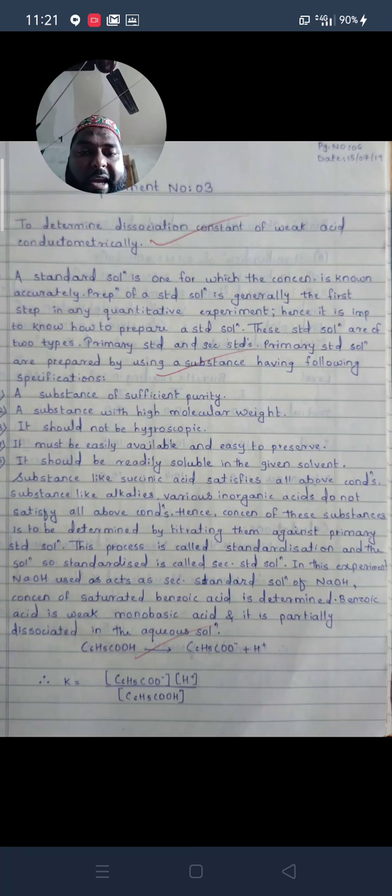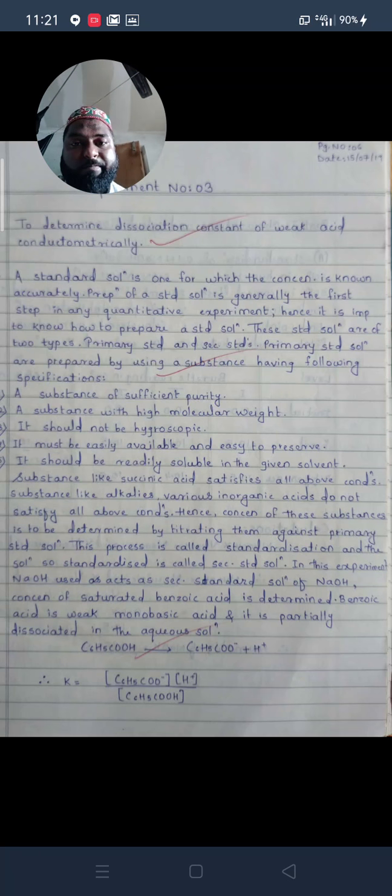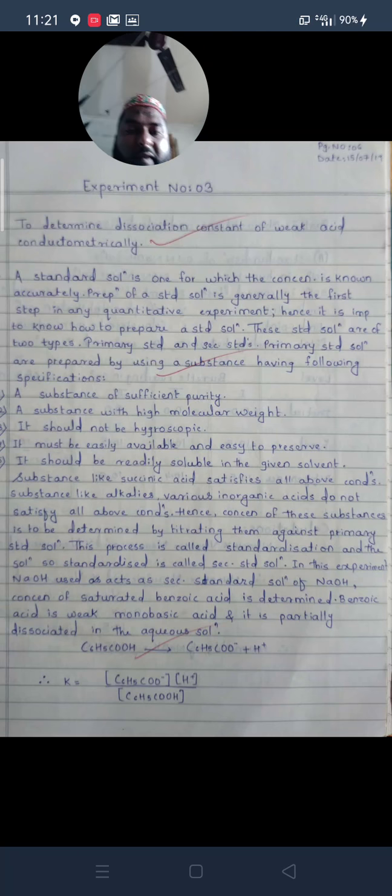In this experiment, NaOH is used, which acts as a secondary standard solution, and with the NaOH the concentration of the saturated benzoic acid is determined. Benzoic acid is a weak monobasic acid and it is partially dissociated in aqueous solution. How will it dissociate? C6H5COOH will dissociate into C6H5COO minus plus H plus. Then you can write the dissociation constant K as the concentration of this anion times the concentration of this proton divided by the concentration of benzoic acid.